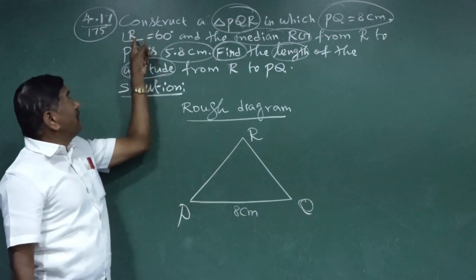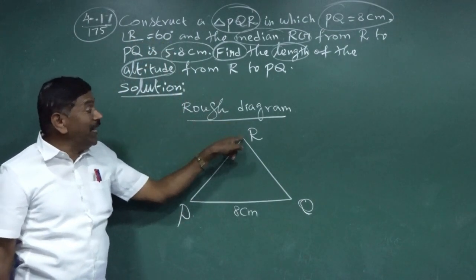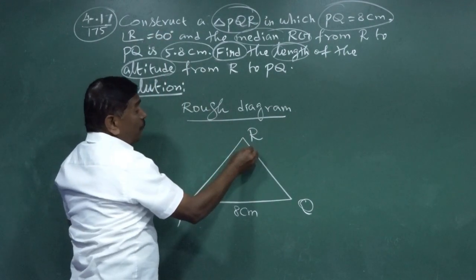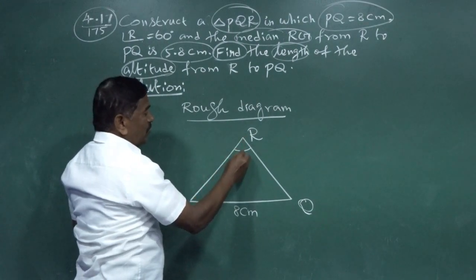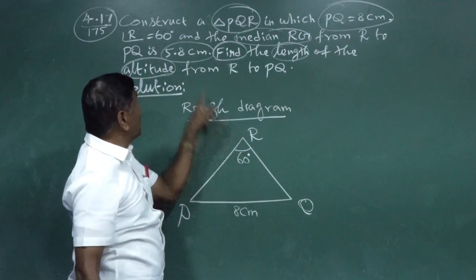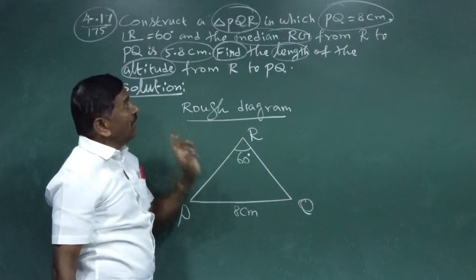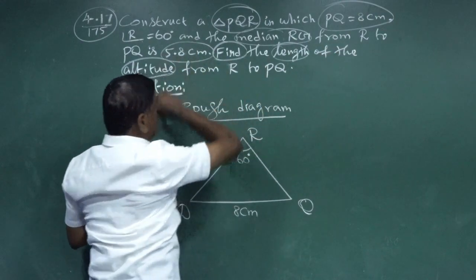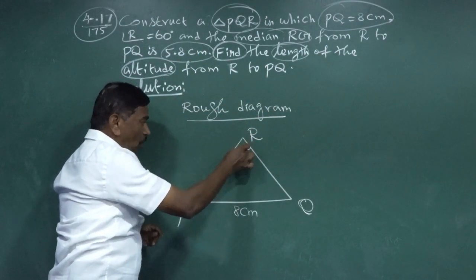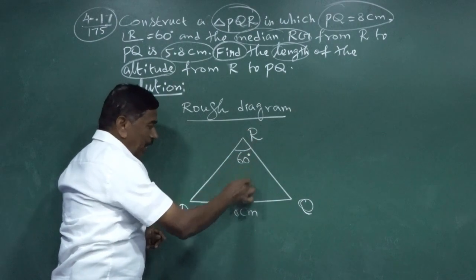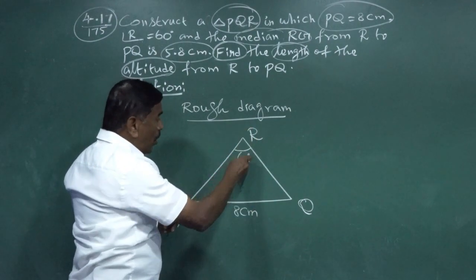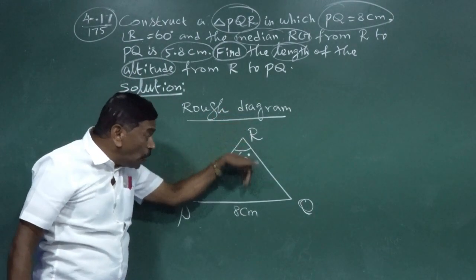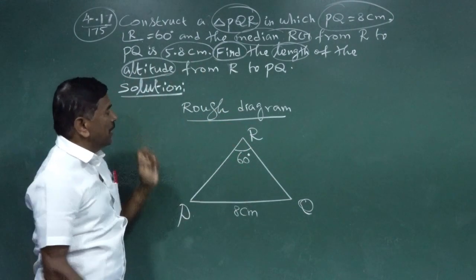Next, measurement of angle R equal to 60 degree. Therefore, R should be the vertical vertex, which is 60 degree. Next, the median RG from R to PQ. The median RG from R to PQ is equal to 5.8 centimeter.